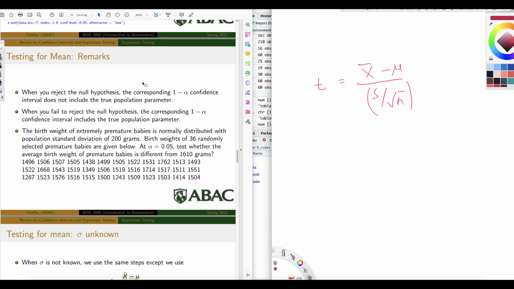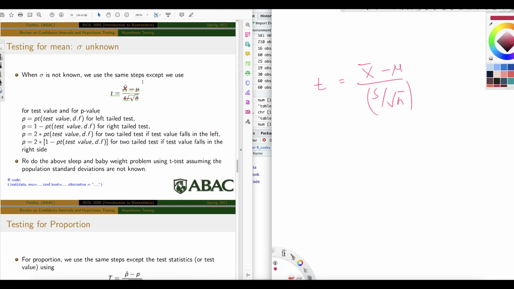So exactly the same idea here for the t-test, or the hypothesis testing for mean when sigma is not known, okay? This is the test statistic or test value. That's the formula you use. And then the p-value is, you do pt of test value, df if it is left tail. For the right tail, you do 1 minus pt of test value, df. And for the two tail, you do 2 times pt, that is if the test value is negative and falls in the left, and 2 times 1 minus pt of test value, df. See, another difference is df is the sample size minus 1, n minus 1. That's what you do, okay?